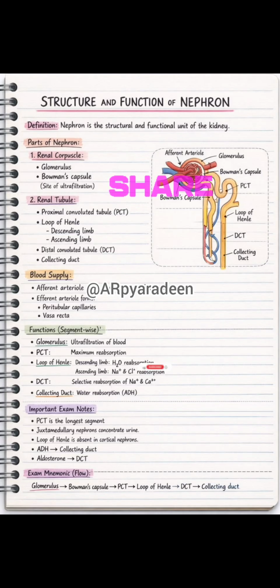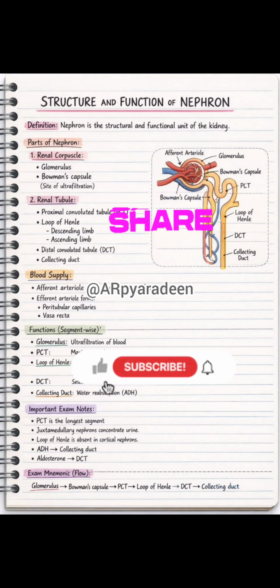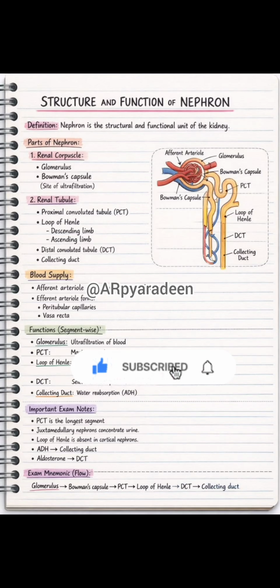First, what is filtered in glomerular filtration? Water, glucose, amino acids, urea, salts like sodium and chloride, etc. These are filtered. And what is not filtered here? Blood cells and plasma proteins are not filtered here. What is the importance of this? It produces glomerular filtrate. Next, it is the first step in removal of nitrogenous waste.